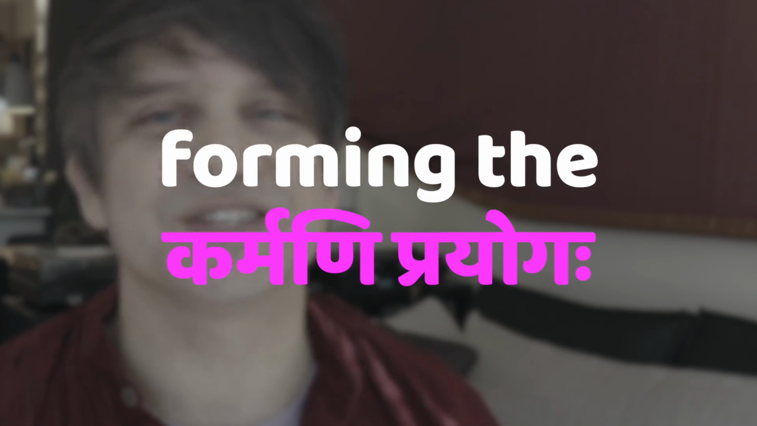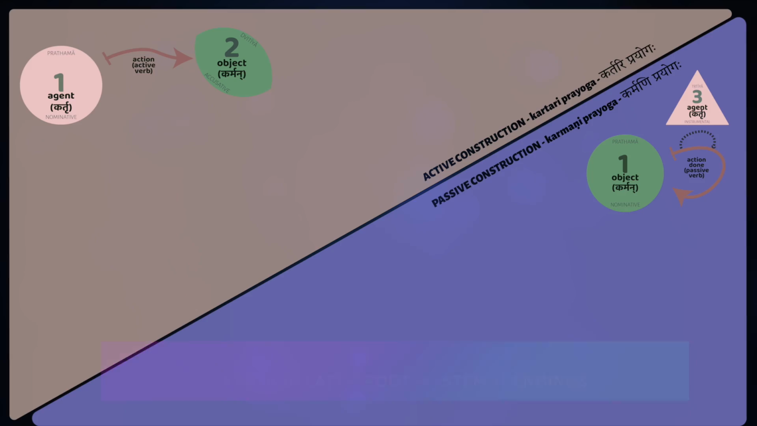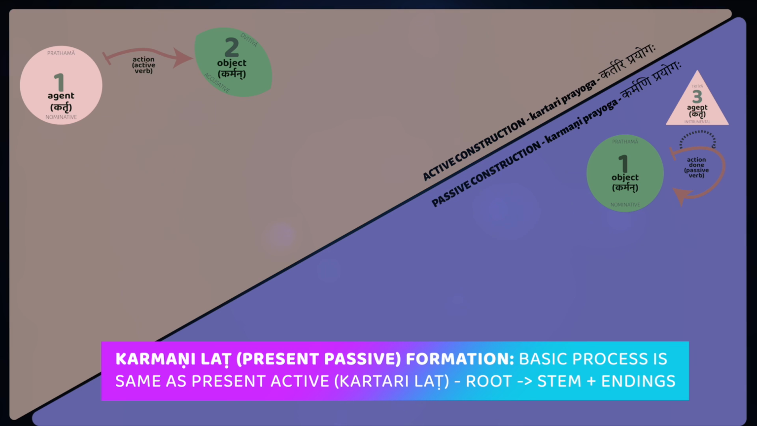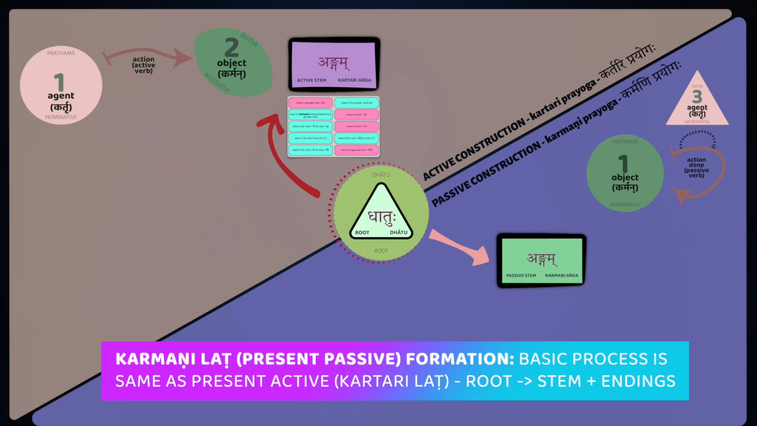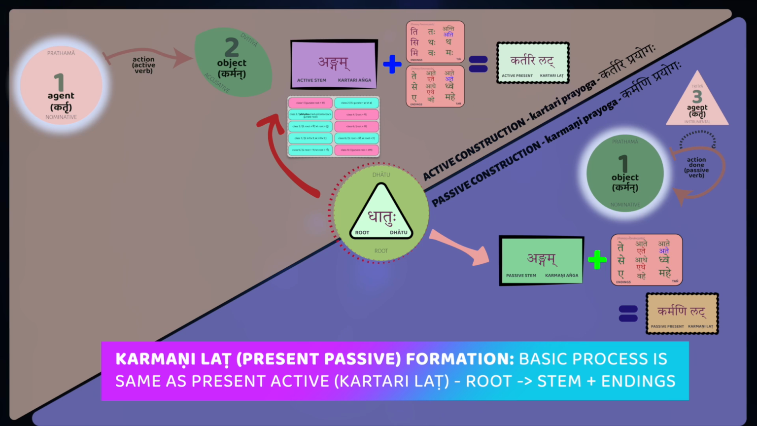So now that we have some sense of how this passive construction works, this karmaṇi prayoga, let's get down to business about how to actually make your karmaṇi prayoga, how to make your passive construction in the present tense, the karmaṇi lat. The process is actually going to be basically the same as our other lat, our kartari lat. We will still start with our roots, our dhatus. We want to turn them first into stems, and then we add our personal endings to match the person and number of whatever is our subject. Now it's whatever's in the first case in the sentence.